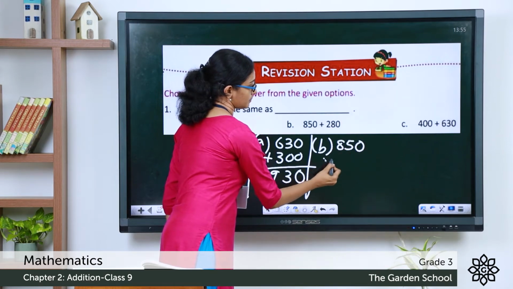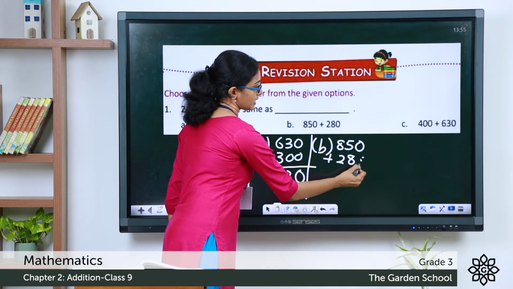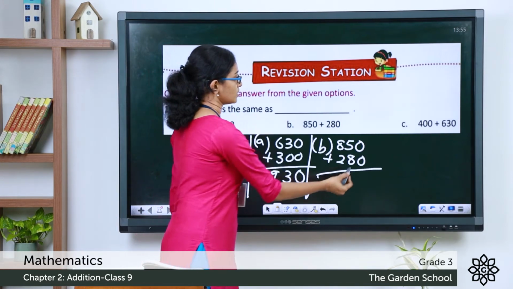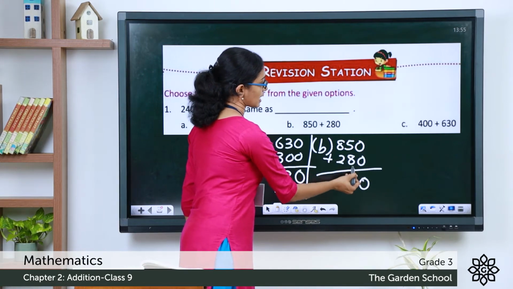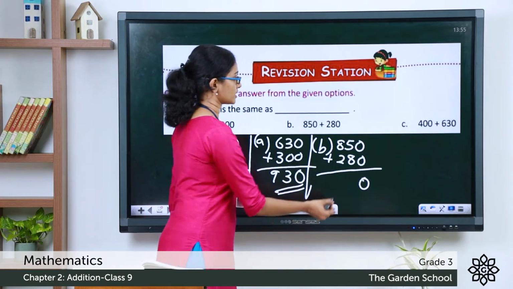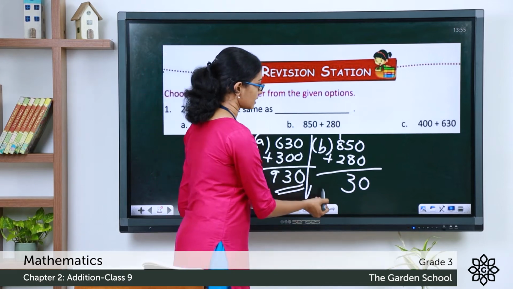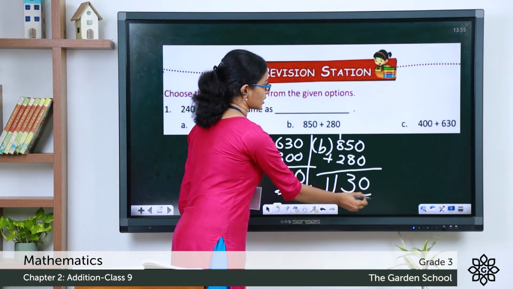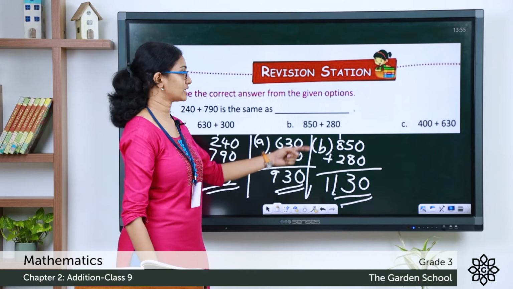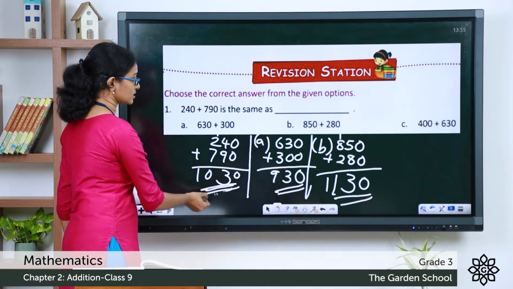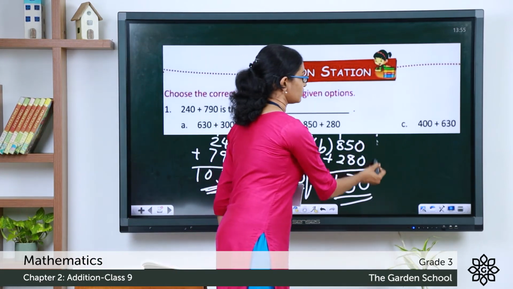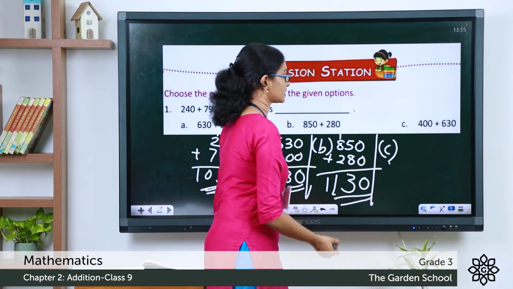Now, let's move on to option B. 850 plus 280. Now, 0 plus 0, 0. 8 plus 5, it is 13. Carry over 1. 2 plus 8 is 10. Plus 1, 11. Here, it is 1130. Is that our sum in the question? No, it's not. So, let's find out if C is the correct answer.